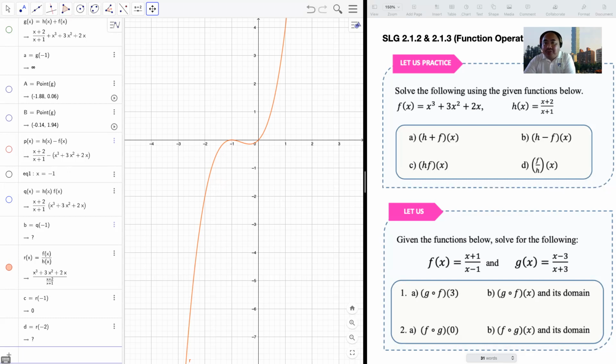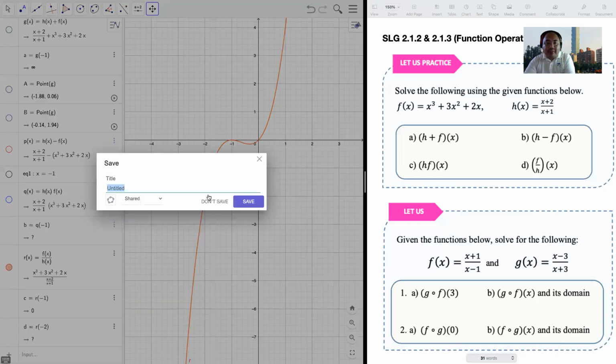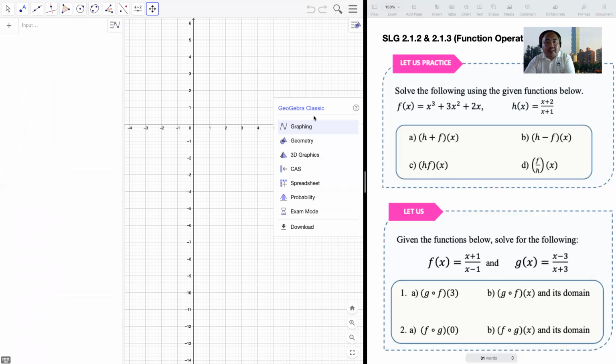All right, so we have shown that GeoGebra can show you the behavior of functions as you operate them using your arithmetic operations of addition, subtraction, multiplication, and division. The question is, can it show you composition of functions? The answer is yes, it will be able to show you. Let's see that in a minute.